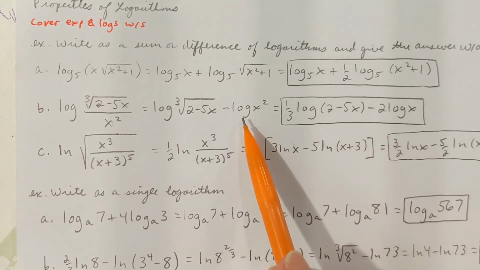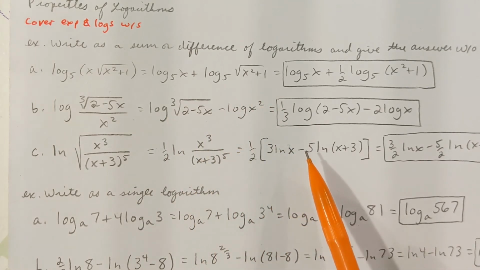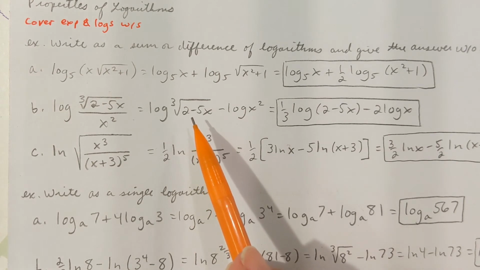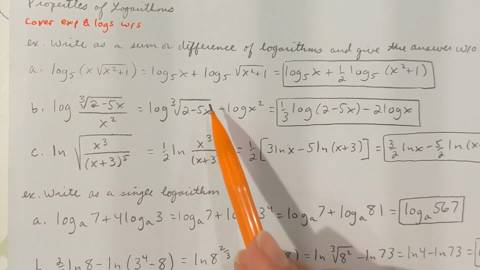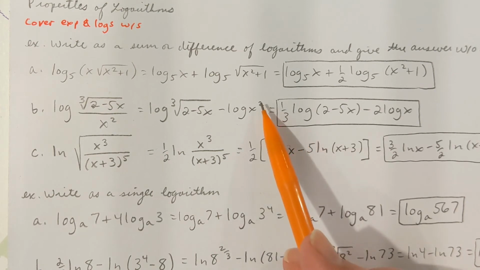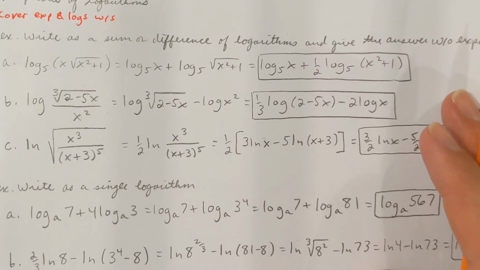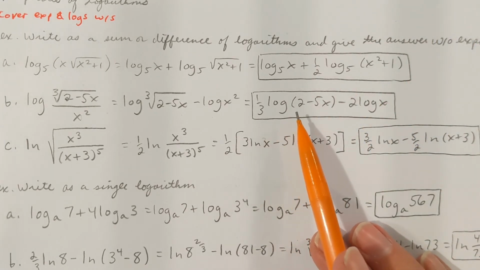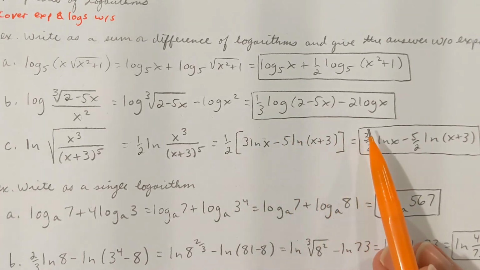Now, the last thing that I want to do is I want to bring the powers in front of the logarithmic notation. The cubed root of 2 minus 5x, that would be the same as 2 minus 5x to the 1/3 power. So that power of 1/3 can come in front of the logarithm. Of course, the power of 2 can come in front of the logarithm here on that other term. And I'm looking at 1/3 log of 2 minus 5x minus 2 log x. That would be as simplified as I can get it.